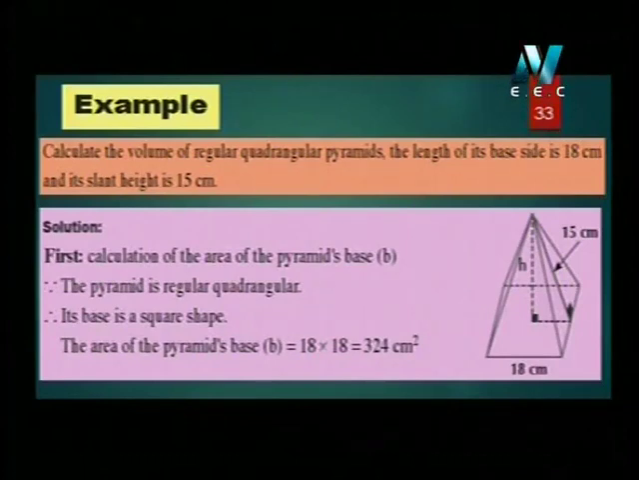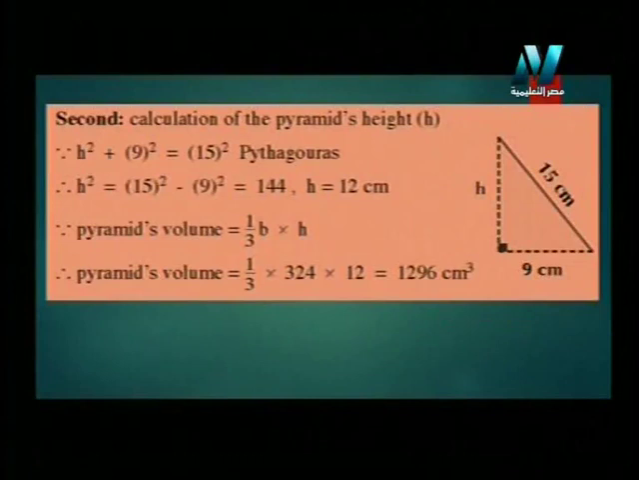First, calculation of the area of the pyramid's base. The pyramid is regular quadrangular. Its base is square shaped. The area of the base equals 18 times 18 equals 324. It is the area of the square of the base. Here we will complete. Second, calculation of the pyramid height h.